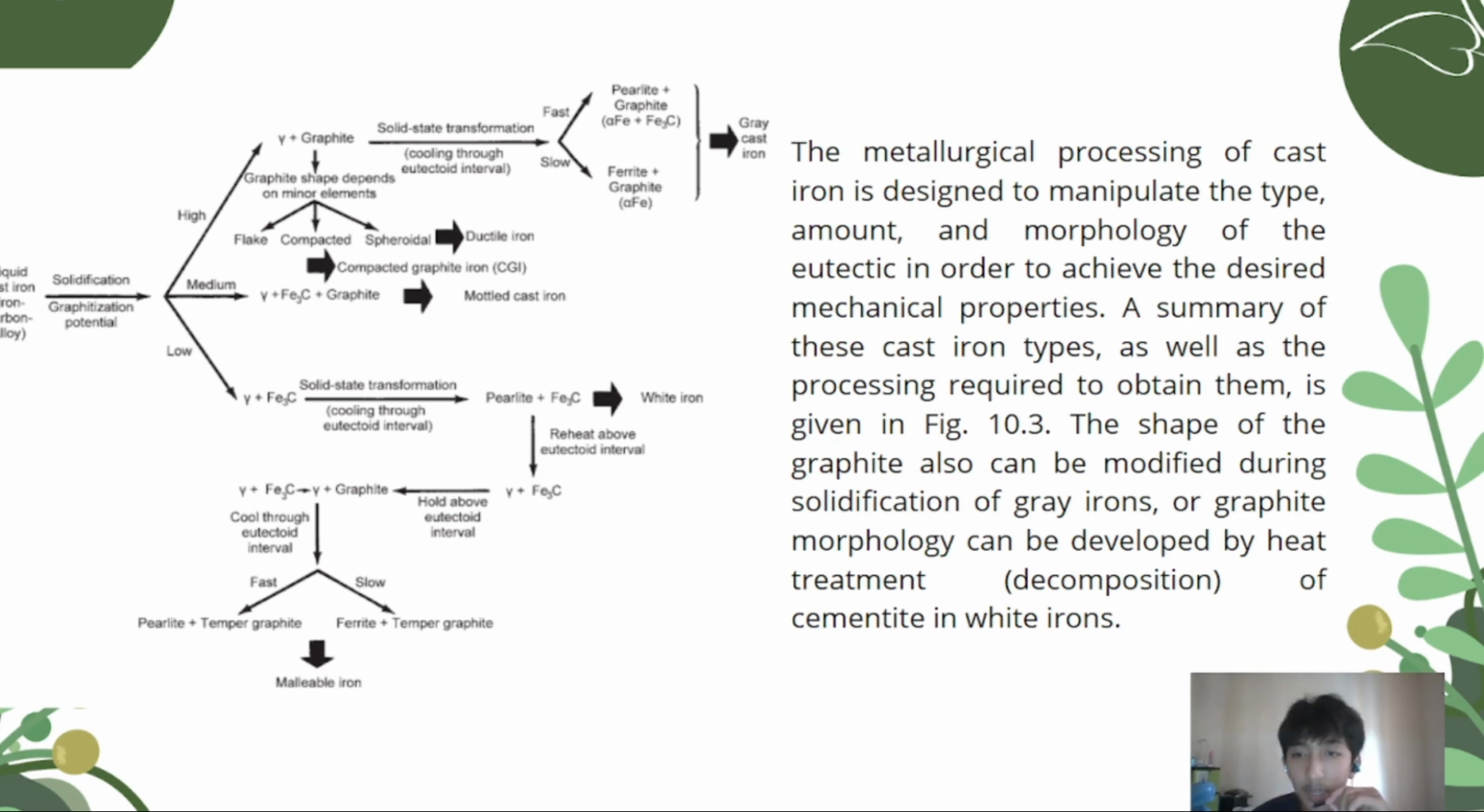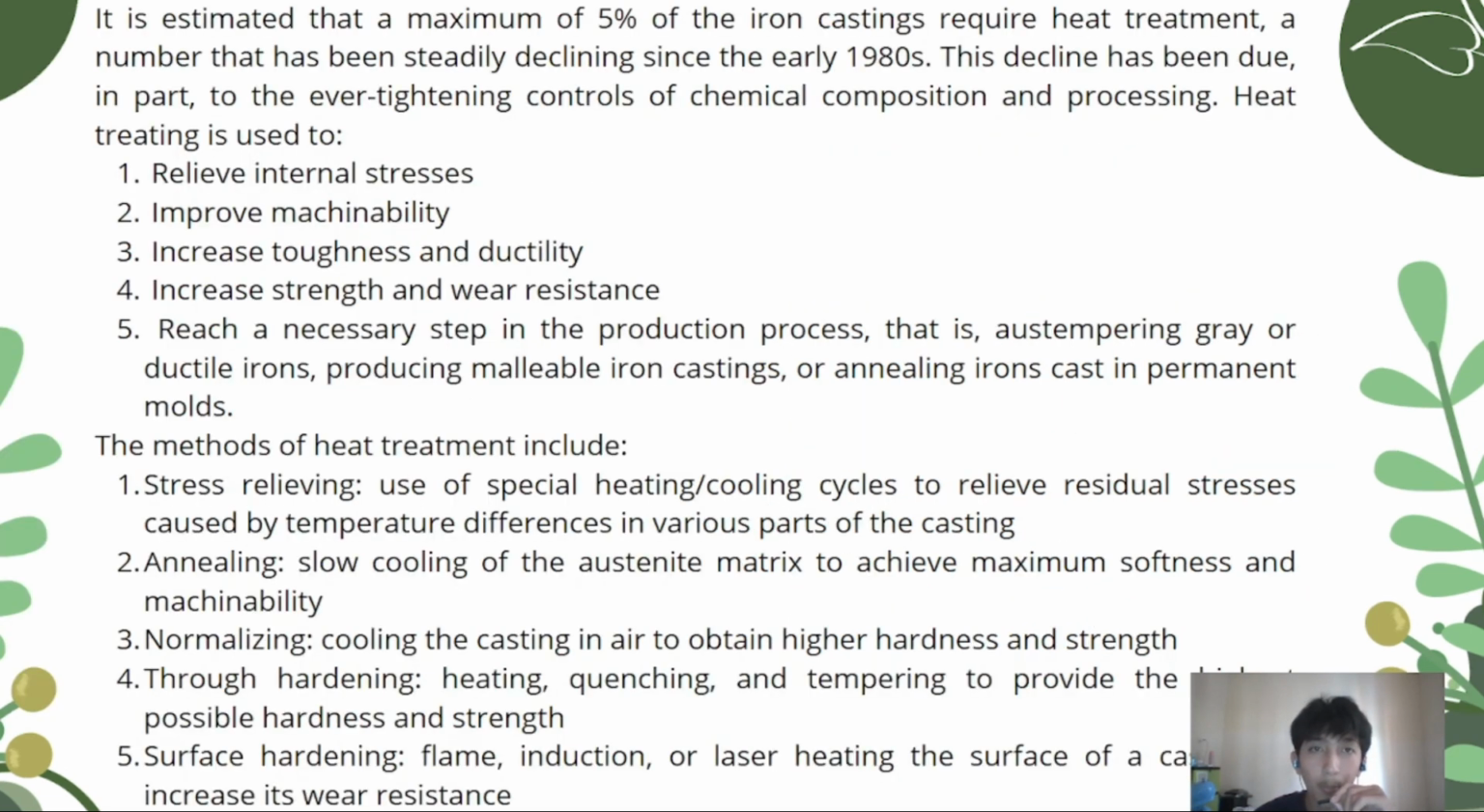Graphite morphology can be developed by heat treatment decomposition of cementite in white iron. It is estimated that a maximum of 5% of iron castings required heat treatment, a number that has been steadily declining since the early years. This decline has been due in part to the ever-improving control of chemical composition and processing.